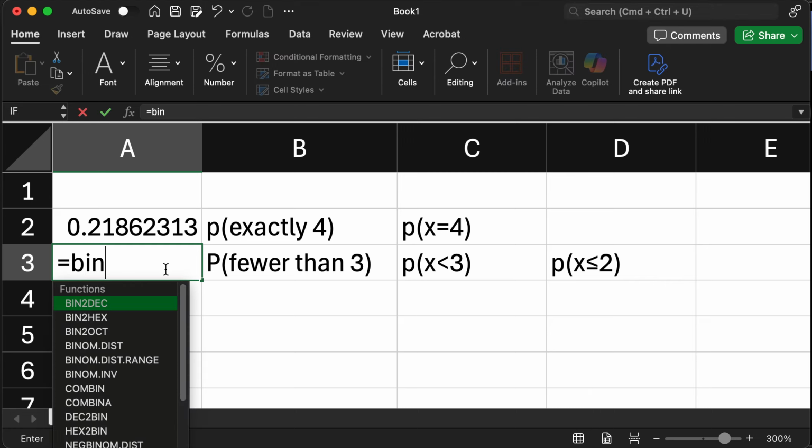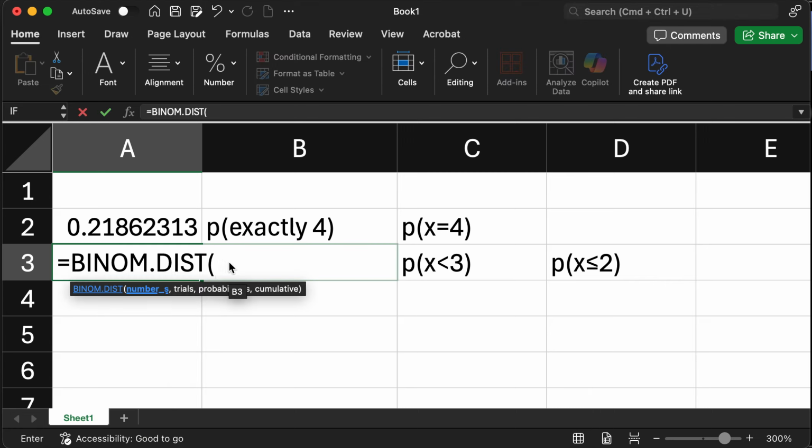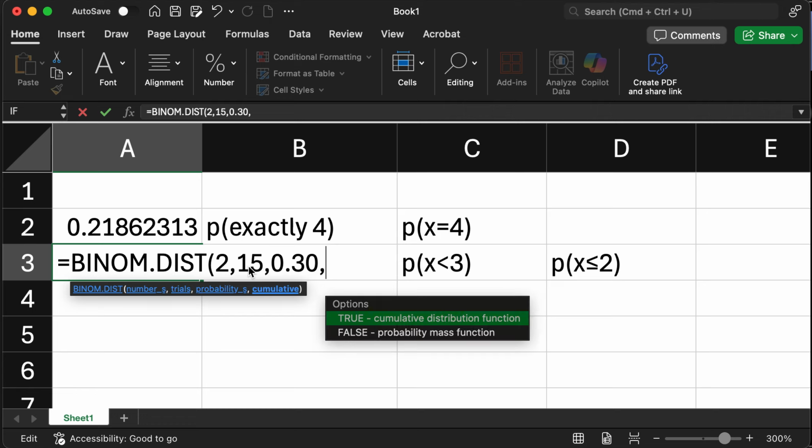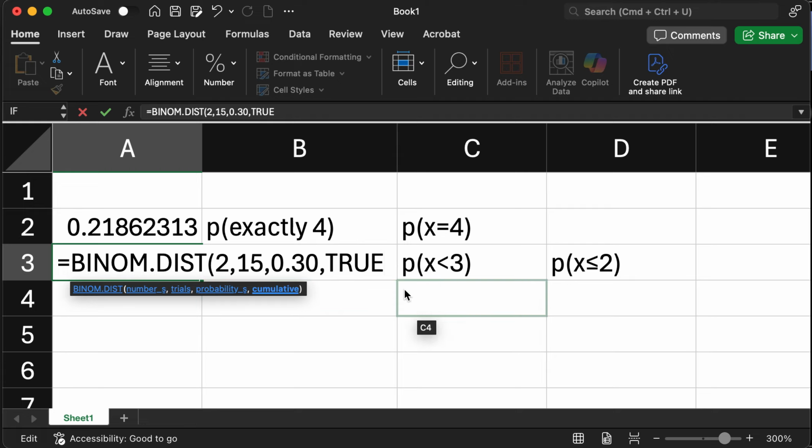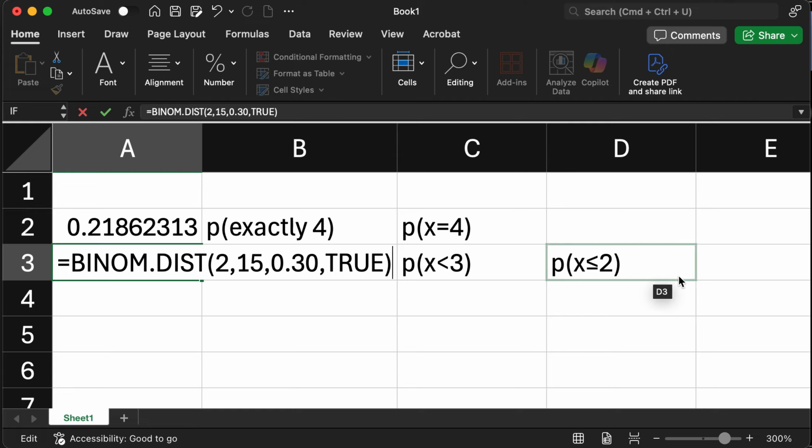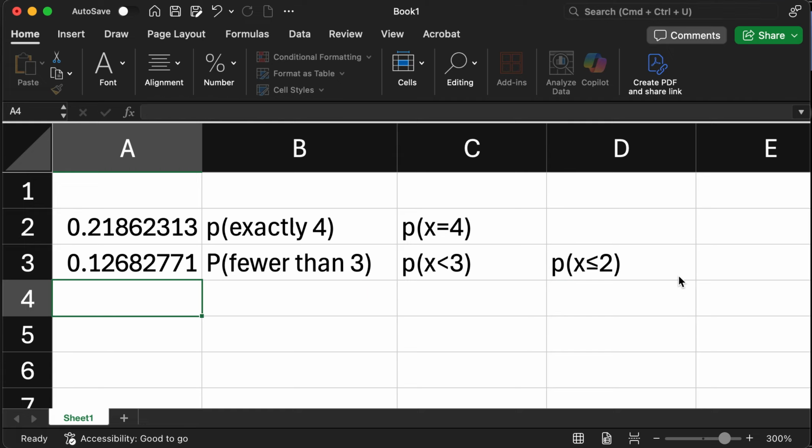I'm going to put binomial distribution. My number of values that I now want is 2. Number of trials is still 15. I still have 15 sampled people. The probability of success didn't change, it's 0.30. And now, do I want cumulative? Yes. I'm going to put true because I want 0, 1, or 2 people, but I don't want 3. Fewer than 3 does not include 3. My probability is 12.68%.